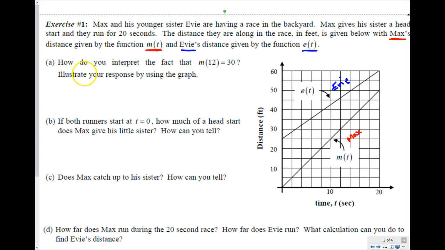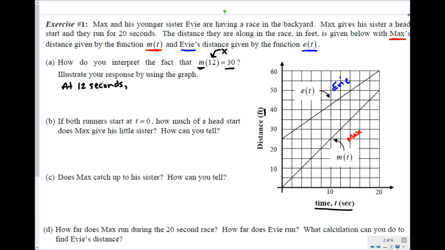So let's look at A. How do you interpret the fact that m of 12 equals 30? Illustrate your response by using the graph. Well, if I remember correctly, what is the value that goes inside? That's always your x value, right? So in this case, x is time. So we're going to say at 12 seconds, what is the distance? 30. At 12 seconds, someone's going 30 what? Feet.